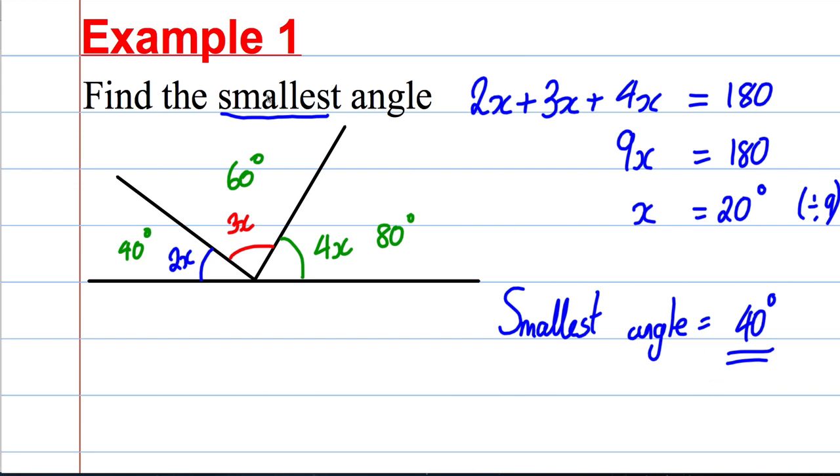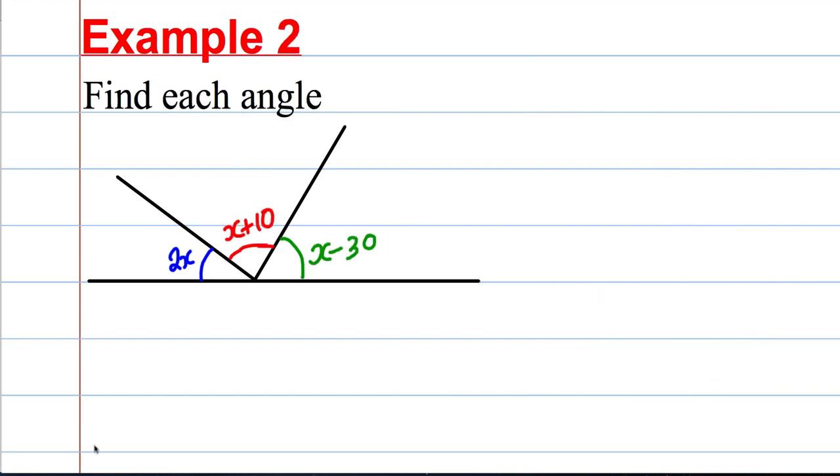Okay, so nice and straightforward. Example 2, find each angle here. We're using the same rule, other than the algebra is slightly more complicated. These must add to 180. So let's write down our first mark for our working mark. 2x plus x plus 10 plus x subtract 30 must add up to 180. Okay, 1 mark for that.